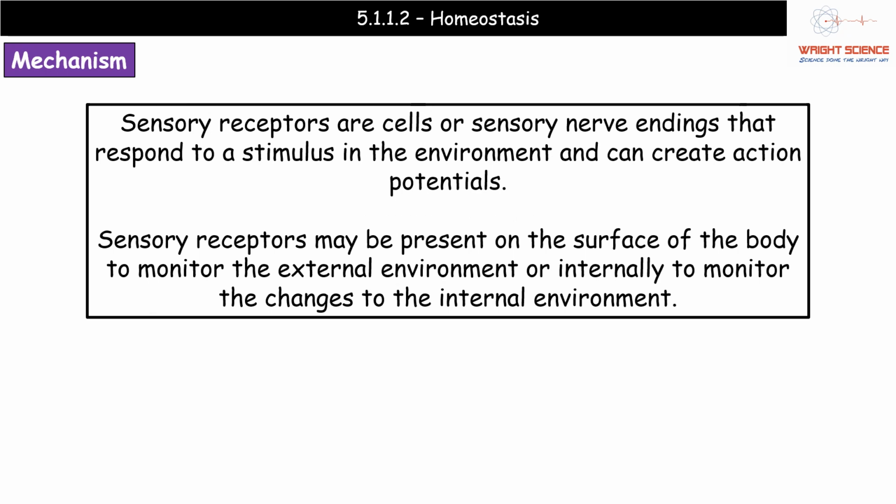So the sensory receptors are going to be the cells or sensory nerve endings that will be responding to a stimulus in the environment. And this could be internal or external, remember. And the whole idea is that once they've actually detected that stimulus, they will be able to create an action potential. Now, we have internal receptors monitoring things like your core body temperature, for example, but we will also have external receptors which are going to be detecting the changes in the external environment, because we've got to be able to respond to both internal and external environmental changes equally.